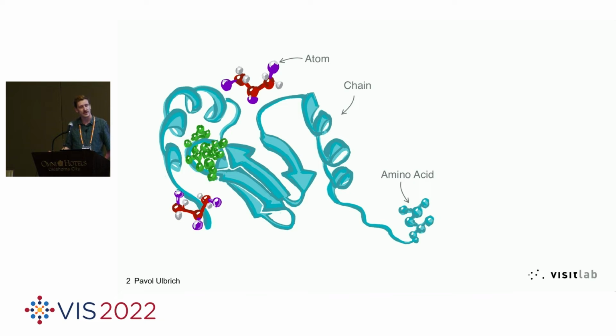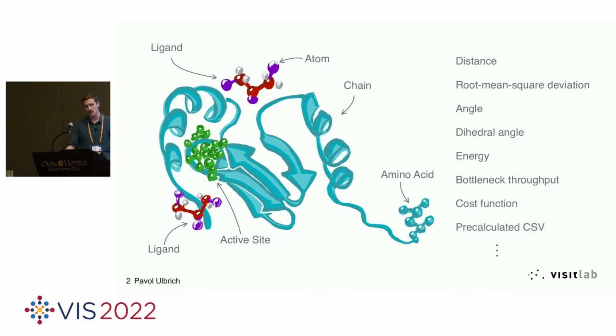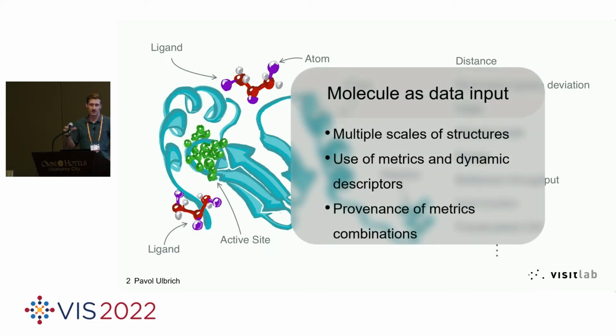And currently the domain experts, especially protein engineers, are focusing on specific parts such as atoms, amino acids, or even whole chains of the molecules. Also on the active site and ligands, as I mentioned before, which might bind eventually. And they are using several methods and descriptive functions to describe what is going on, such as distance, root mean square deviation, or even more computationally costly ones, such as energy, bottleneck throughput, and so on. So by combining all of this together, they can have a pretty good overview of what's going on with a very long and very large molecular dynamics simulation.